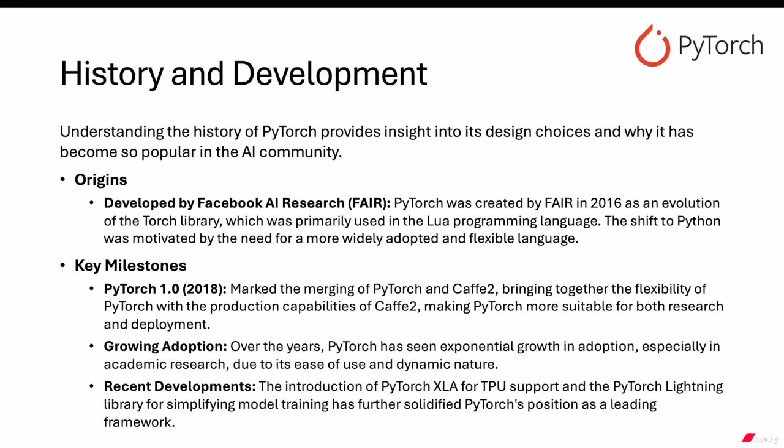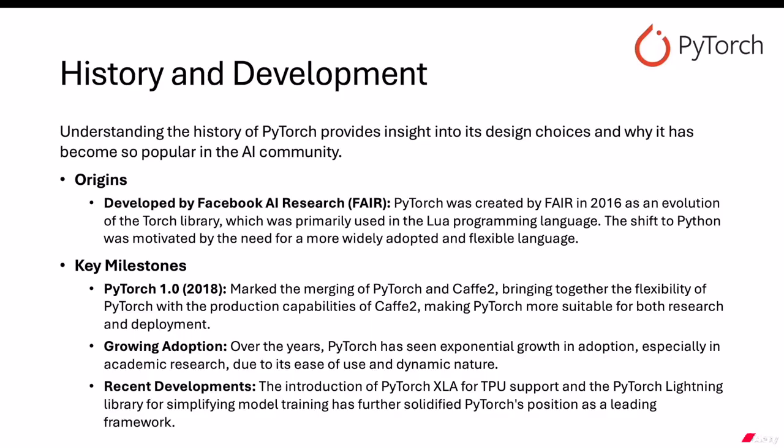Some of the key milestones in its history are PyTorch 1.0, which was in 2018, marked the merging of PyTorch and Caffe2, bringing together the flexibility of PyTorch with the production capabilities of Caffe2, making PyTorch more suitable for both research and deployment. Growing adoption. Over the years, PyTorch has seen exponential growth in adoption, especially in academic research, due to its ease of use and dynamic nature.